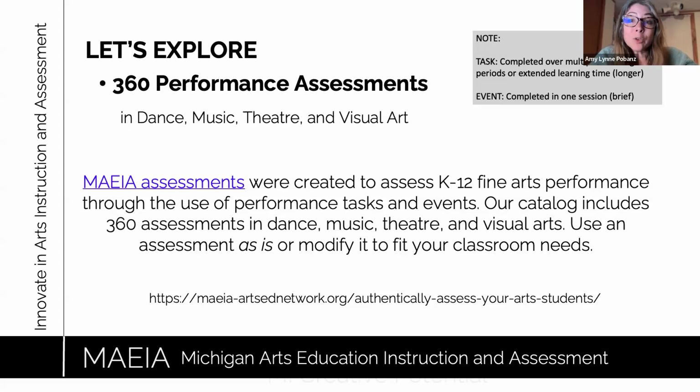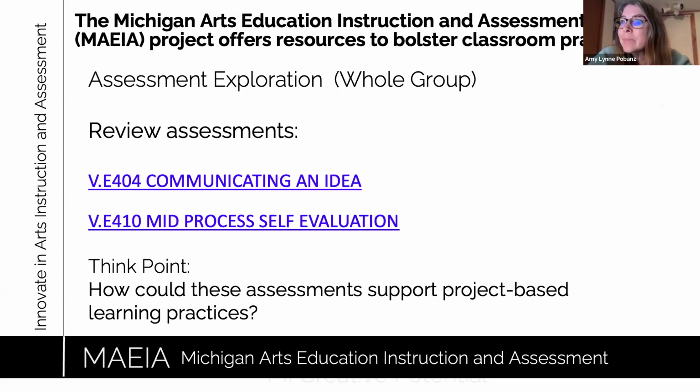Think about a critique on a musical performance or on a visual artwork or a dance. All of those things can be done in one class period. So when you see an E, like here where you have VE, you're going to know that that's an event. If it was a T, it would be VT. V stands for visual art, and then T.